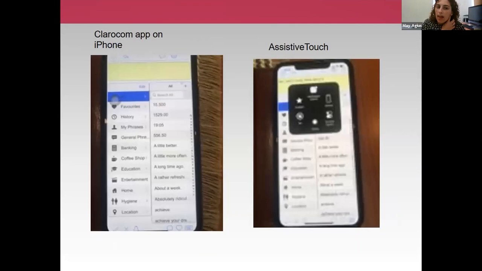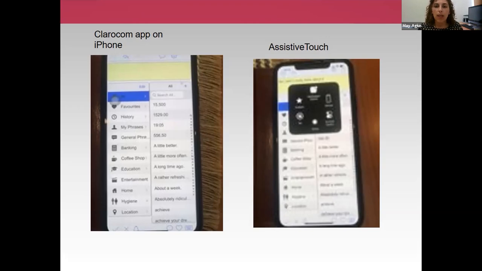She is using an app on her iPhone to communicate, a Claracom app, which is a free app available both on iOS and Android. It has word prediction, and it also has phrases that you can pre-store, and then it speaks so that the communication partner hears what you want. Kira is minimally verbal. She can speak within her family, but she prefers to speak using an AAC system when meeting extended family or unfamiliar people, because she feels she is much more understood by using the AAC system.